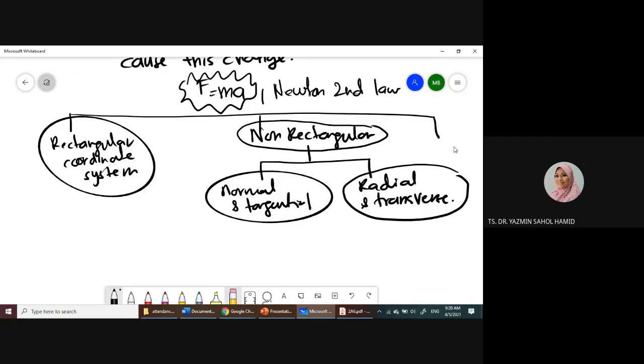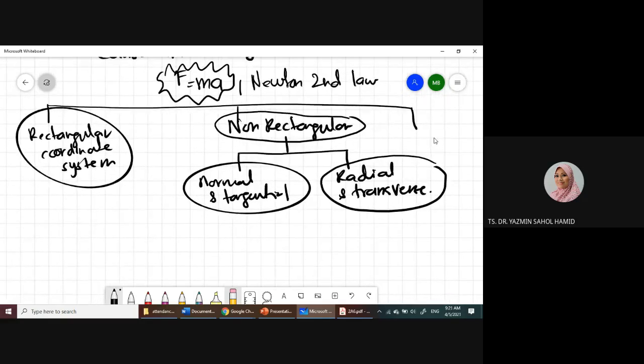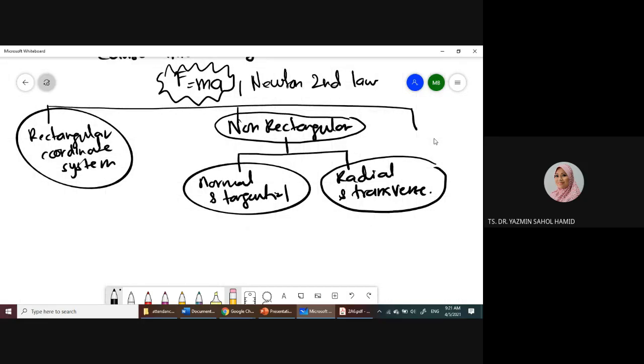So when you get a topic on kinetics of particles, which we are going to use Newton's second law, you are going to look at the question. Oh, this question is normal and tangential. This question is rectangular coordinate system. Or this question is radial and transverse. But using what? Newton's second law. Okay. So there are three types that you have to identify. So it's the same thing that we did last time, but now we're going to focus on kinetics of particles.